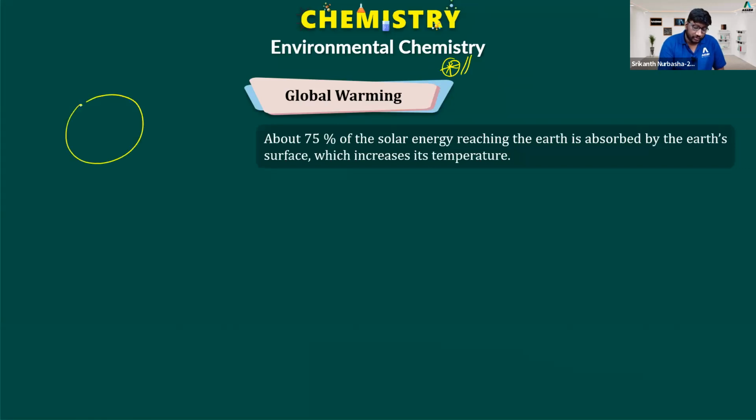So we have the earth. This is the earth's surface. Here we have the sun. From that we are getting the solar energy. 75% is absorbed. The remaining 25% is emitted back. If it's a black body, how much is absorbed, how much is emitted back?